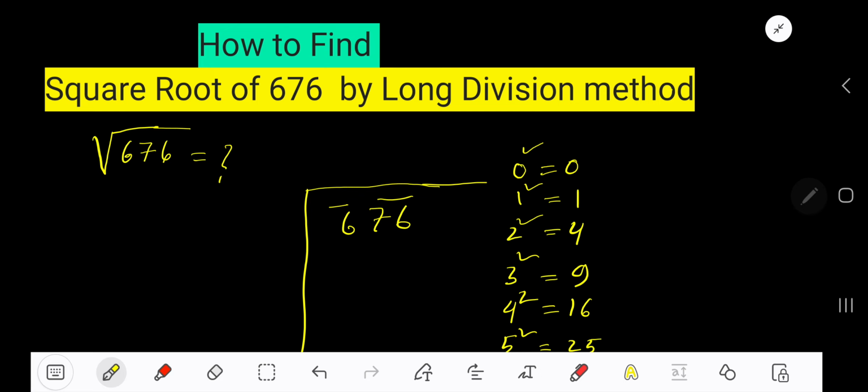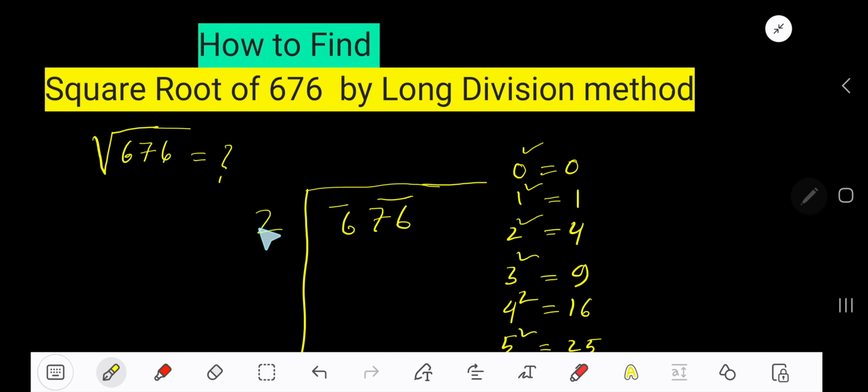For the first pair, you have to consider a number whose square will be equal to 6 or nearest to 6. If you take 3, then 3 squared will be 9, which is greater. So your number should be 2. 2 goes into 6 how many times? 3 times. This is not correct actually.